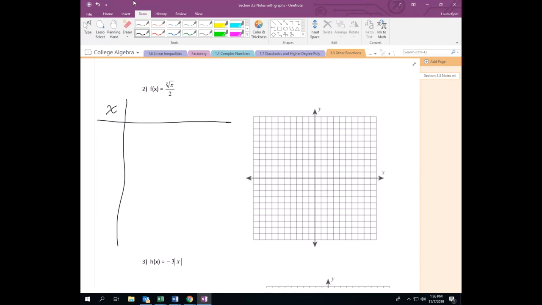Really, this is just, what on earth? My pen is like not working right. There we go. Let's see if we can make this better. Nope, definitely not. All right, we're just going to have to go with it.